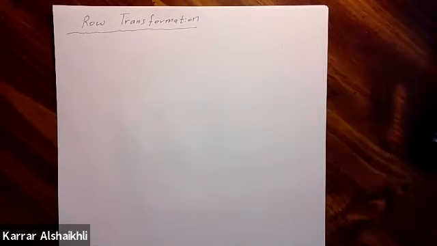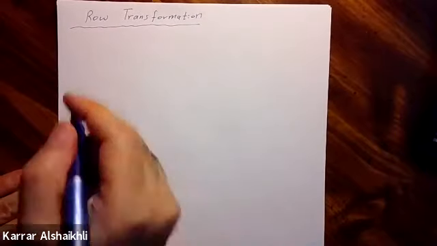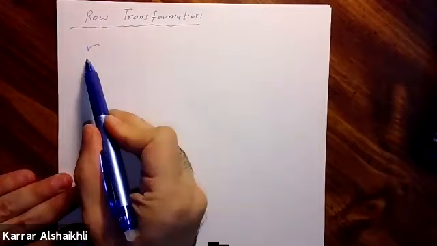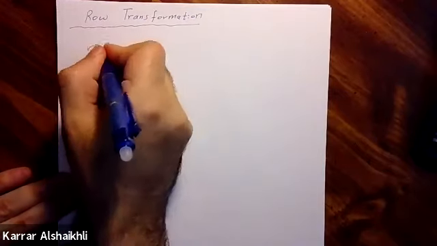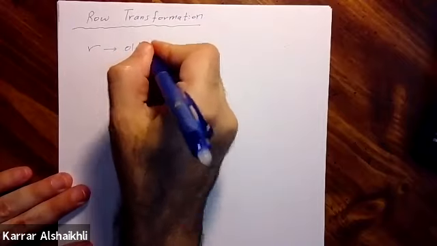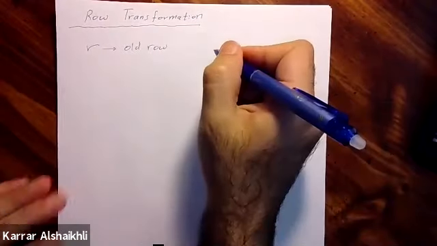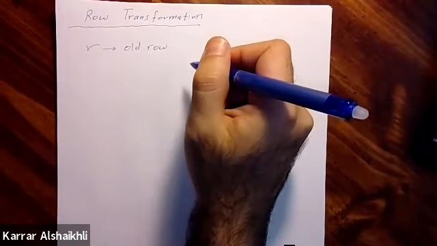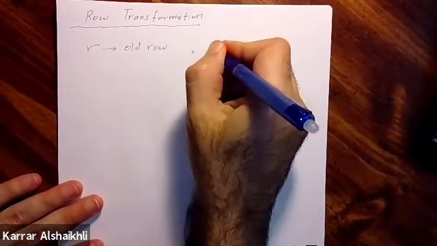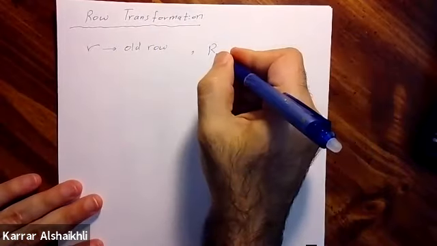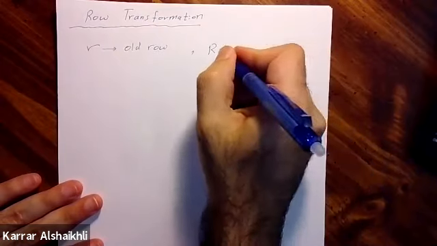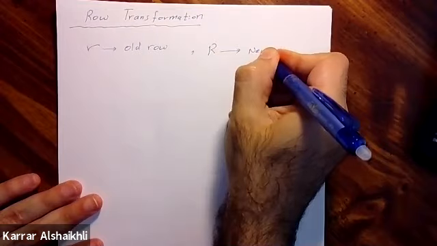Row transformation, we're going to use the row transformation when we're trying to find the solution for the system by using the matrix. So the first thing I need you to know, because we're going to use these steps, when we write down the small r, that means the old row for the matrix. And when we need to find the new row, we're going to write down capital R, that means this is the new row.